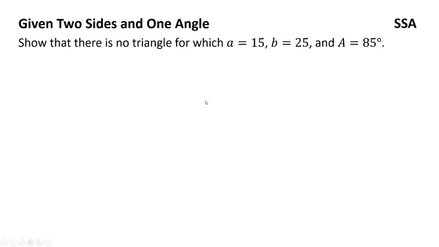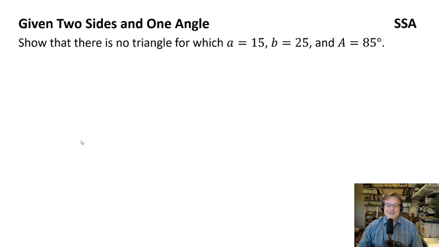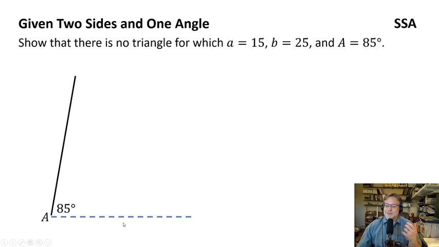Okay, but as I mentioned before here, there are some instances with side-side angle in which you can get some triangles, some measurements that are impossible. There are some instances in which we can be given some data for which it's impossible to draw a triangle here. So show that there is no triangle for which a is equal to 15, b is equal to 25, and A is equal to 85. Well, the first way in which you can demonstrate this is graphically, by drawing a picture here. So here's angle A, and angle A has to be 85 degrees here.